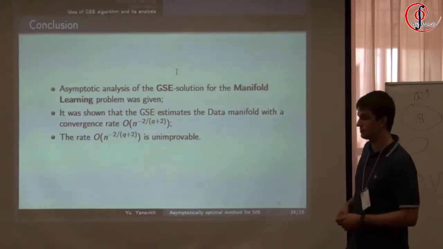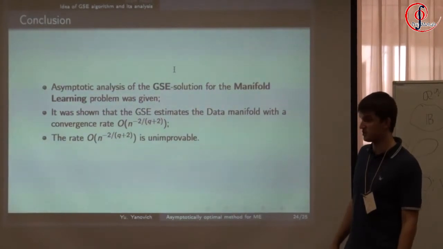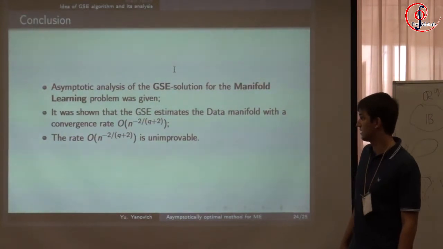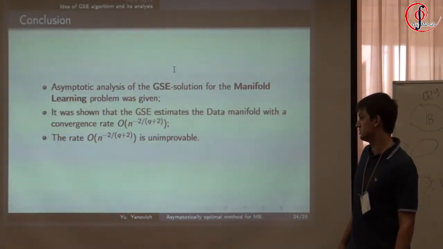As a conclusion, I'd like to say that an asymptotic analysis of the Grassmann-Stiefel eigenmaps algorithm for the manifold learning problem was given, and it was shown that the rate of convergence of this algorithm is unimprovable.